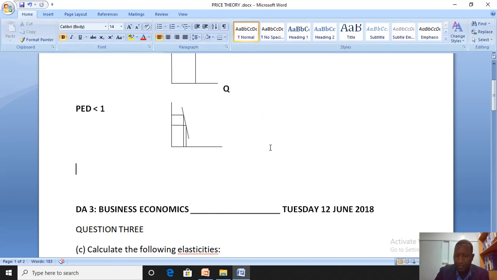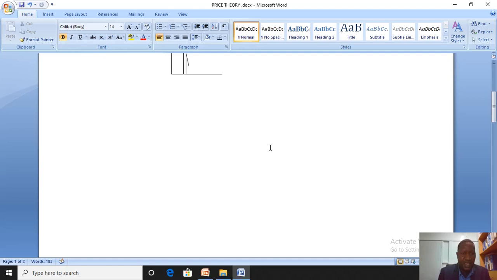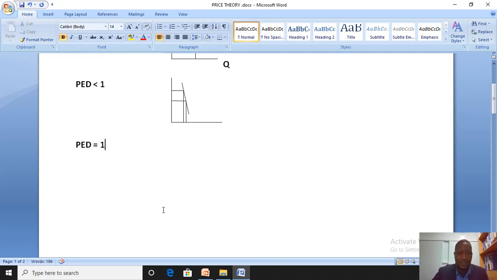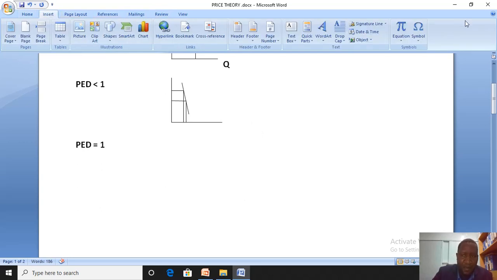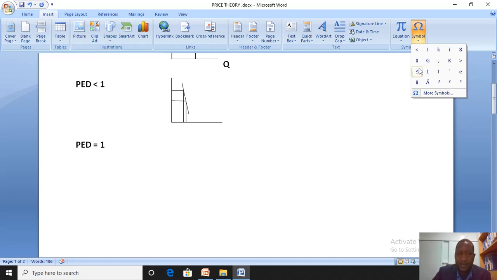Then PED equals 1. You have unit elastic demand. This means that the change in the price causes the same percentage change in quantity demanded.